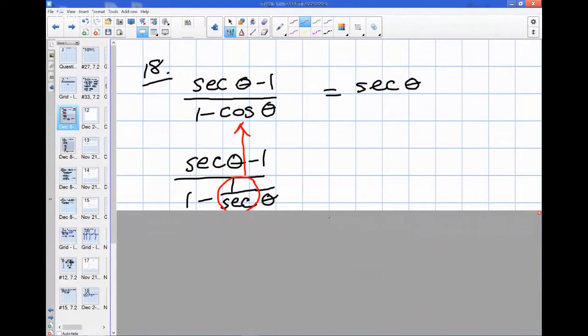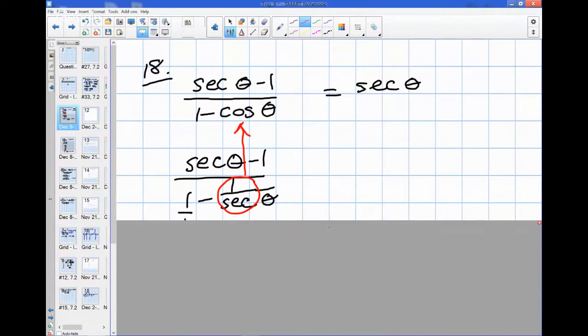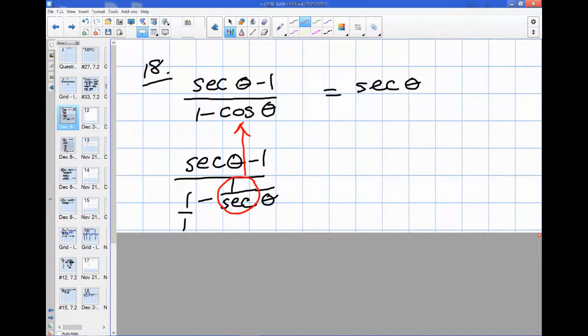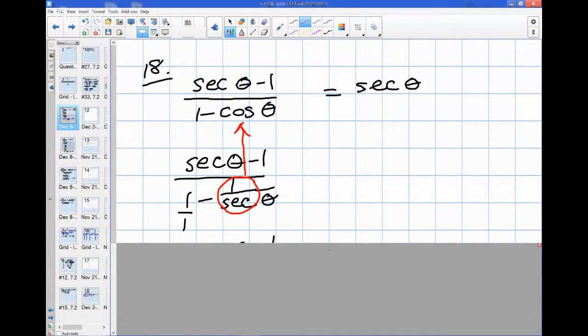All right, now at least we have the left side all in secants. And we can still do more with that denominator. 1 minus 1 over secant. Wouldn't it be nice if I could get a common denominator and get that into one fraction on the bottom? And so that's what I do next. I say, well, 1 is the same as 1 over 1, right?